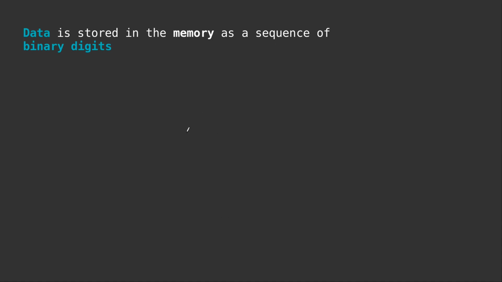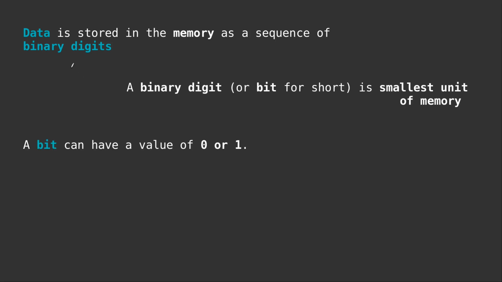Data is stored in memory as a sequence of ones and zeros called binary digits. A binary digit, or a bit for short, is the smallest unit of memory, and a bit can have a value of 0 or 1. Usually 8 bits are called 1 byte.